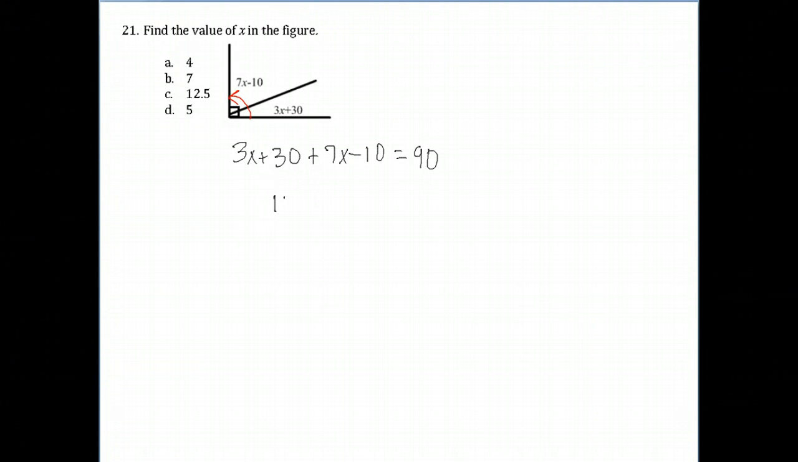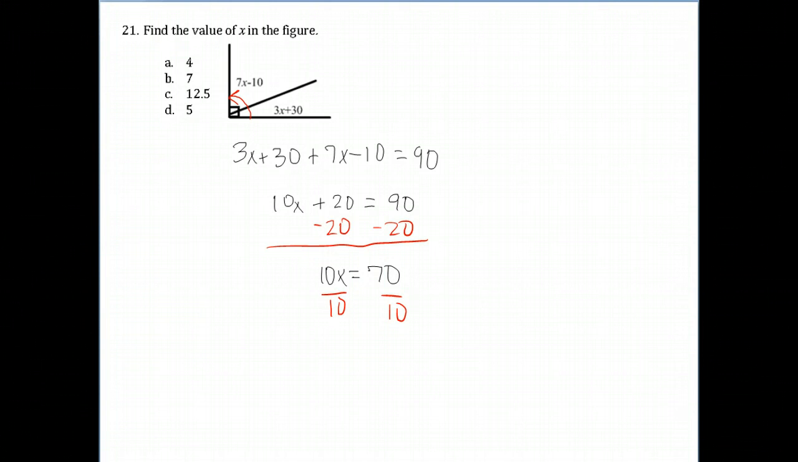Combine like terms, we get 10x plus 20 equals 90. We're going to subtract 20 from both sides, and that's going to give us 10x equals 70. And finally, we divide both sides by 10, and x equals 7.